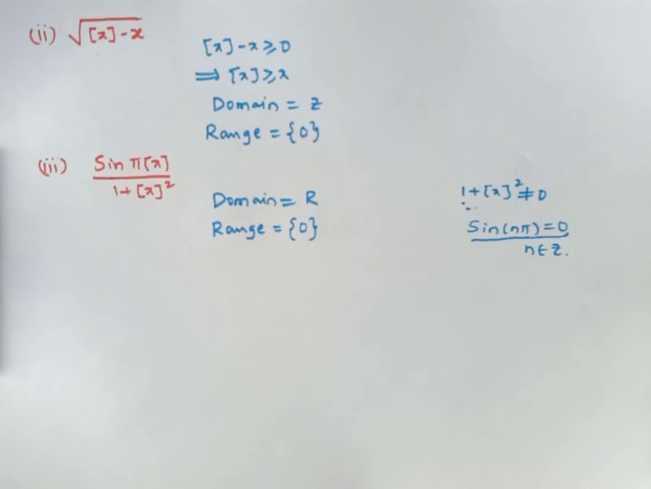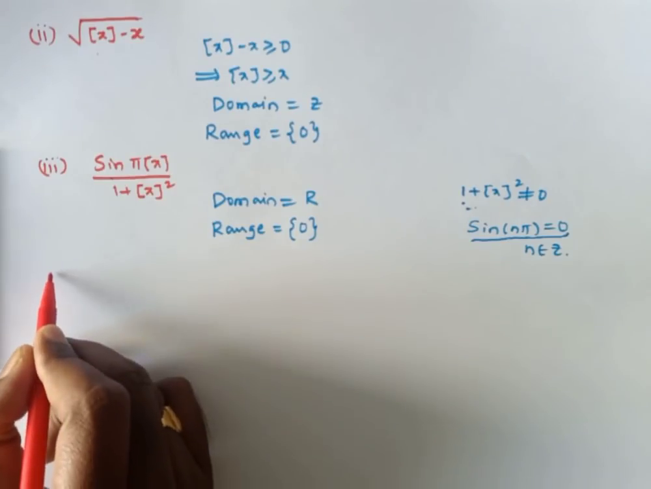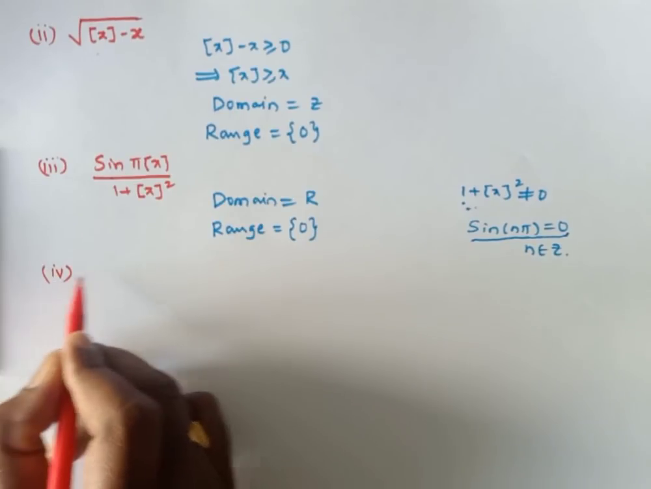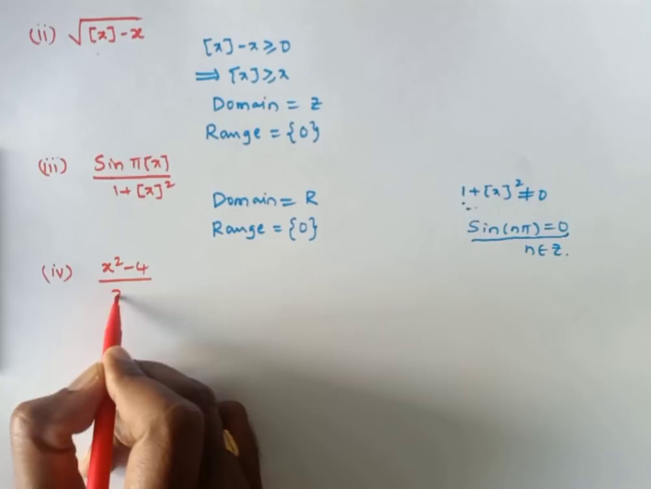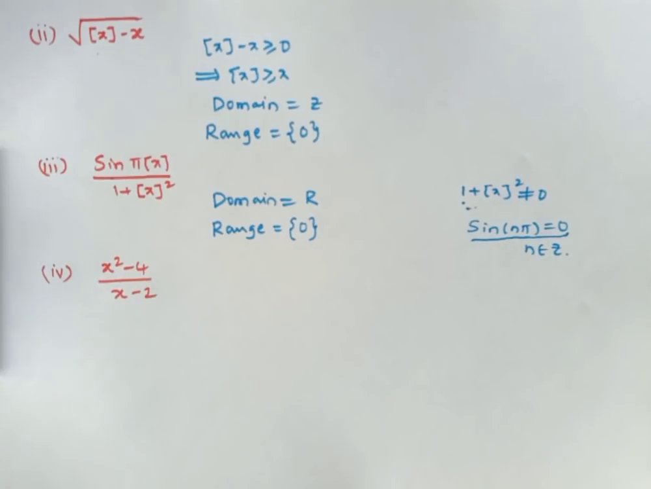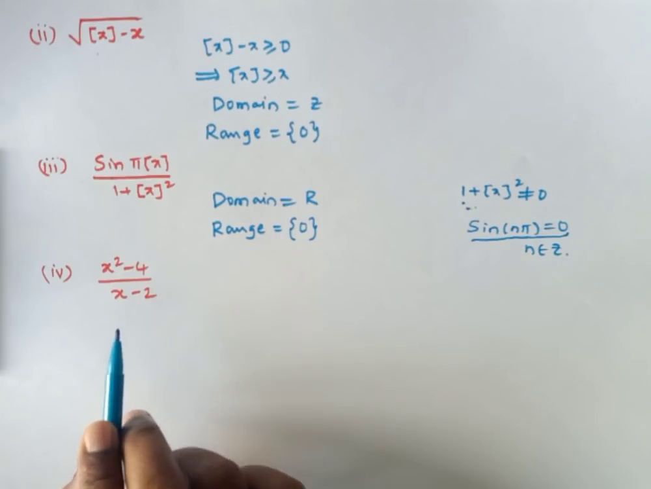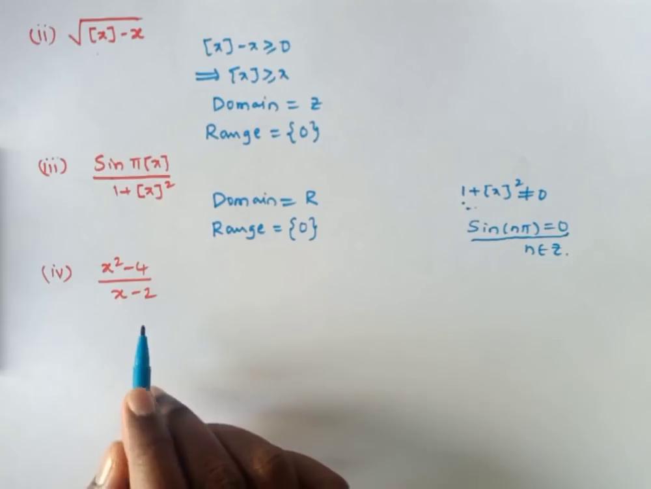Right? Next, number 4. It is x square minus 4 divided by x minus 2. Now don't simplify this. It is in the form of f by g directly, where f is something and g is something. Here f is a polynomial function, so every polynomial is defined for all real numbers. The denominator is also a polynomial, but it is x minus 2 that lies in the denominator.